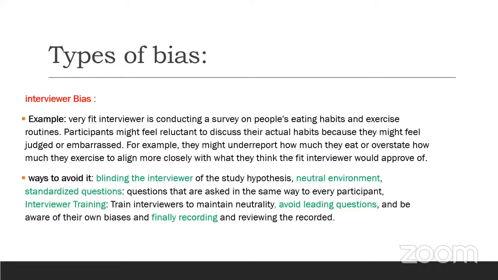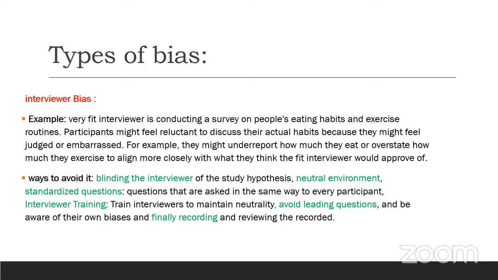An example of this type of bias is a very fit interviewer conducting a survey on people's eating habits and exercise routine. Participants may feel reluctant to discuss their actual habits because they may feel judged or embarrassed. For example, they may underreport how much they eat or overstate how much they exercise to align more closely with what they think the fit interviewer would approve of.